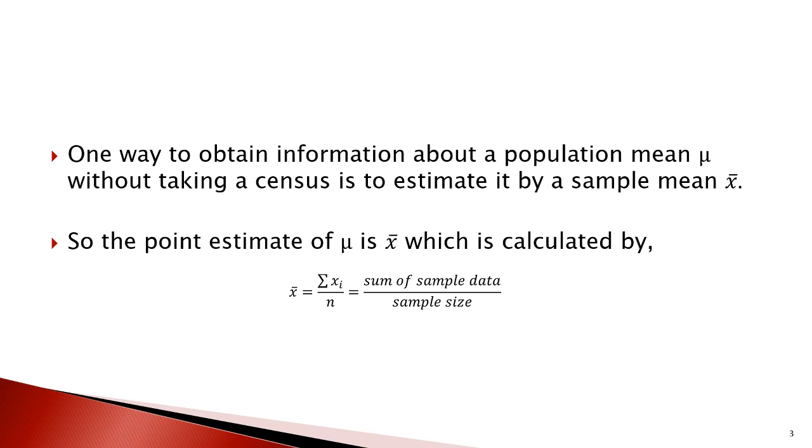So the point estimate which tells us about mu is the sample mean, that we denote as x bar. The point estimate for mean mu is the sample mean, that is x bar. This can be calculated by dividing the sum of sample data by the sample size n. As you can see in this formula, x bar is the sum of sample data divided by the sample size.